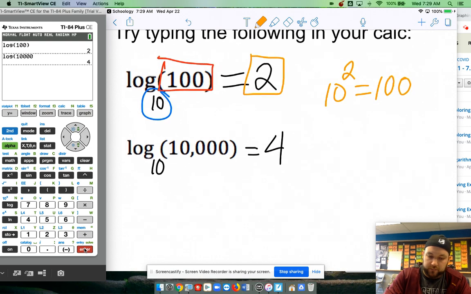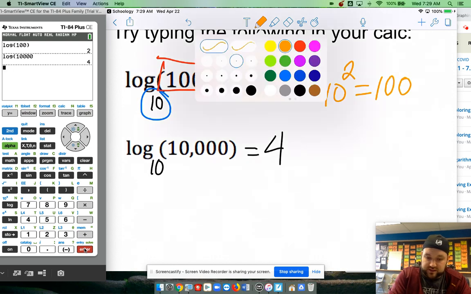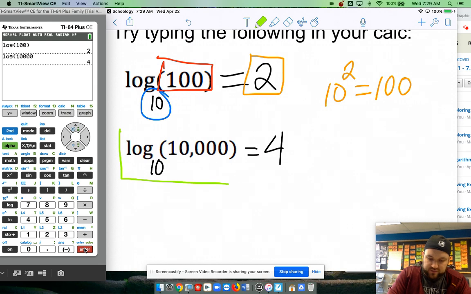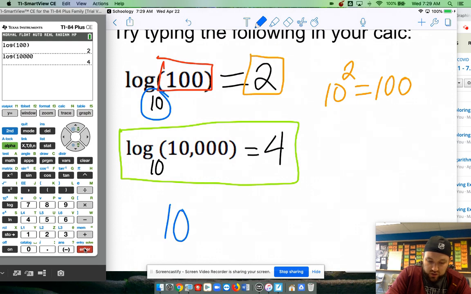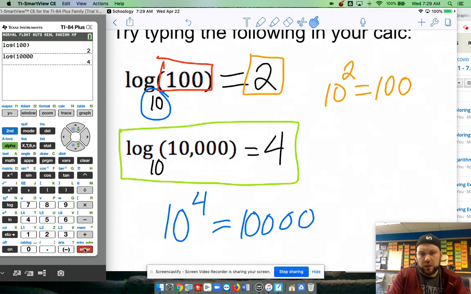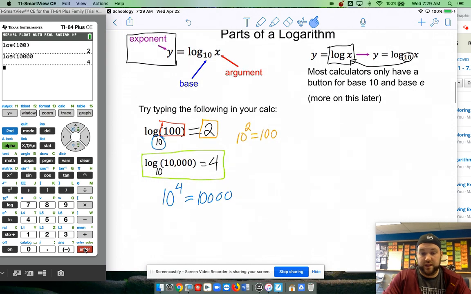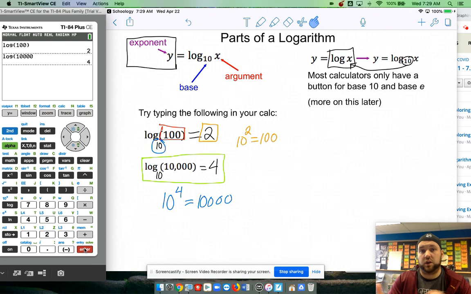Log base 10 of 10,000 is equal to 4, and the reason that's true is because 10 raised to the 4th power is equal to 10,000. So there's this really tight-knit relationship between exponents or exponential expressions and equations, and then logarithms. They work together super closely. That's really the bulk of today's lesson and video: how can I take something that's exponential and write it as a logarithm, and then vice versa.